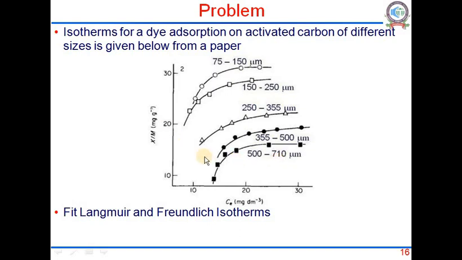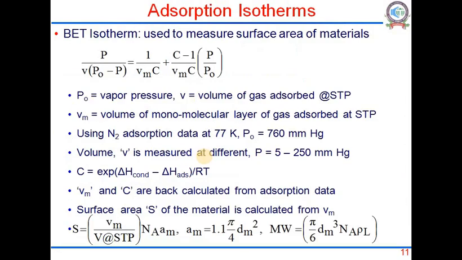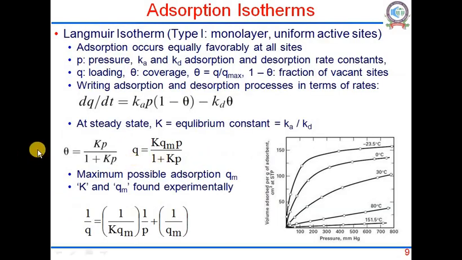So recall from the Langmuir isotherm, although we have seen it for a gas phase, Q is K Q_M P divided by 1 plus KP. If we have a solution from which adsorption is happening, this P we would replace by C, the concentration in the solution, and Q would be the amount X by M, the amount adsorbed per mass of the adsorbent.